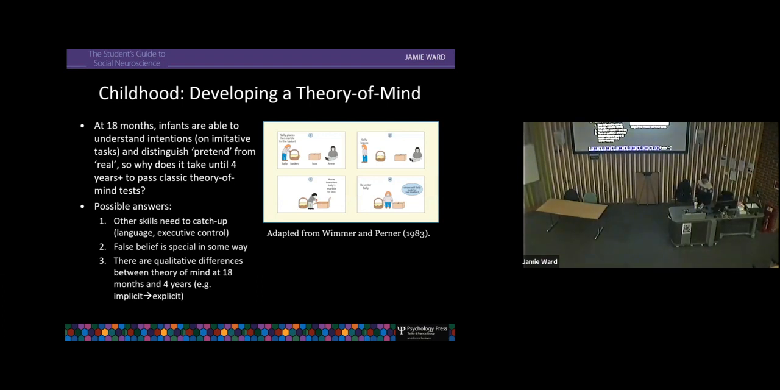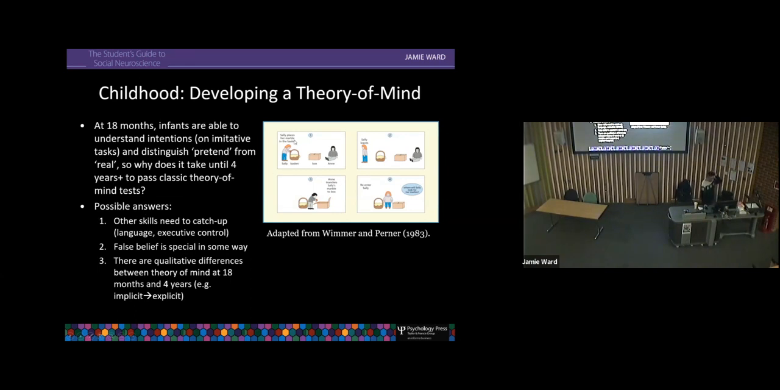Okay, let's make a start. So we'll just finish off with theory of mind and then adolescence. So here, this is the puzzle that I left you with: at 18 months, infants are able to understand intentions on these imitative tasks, and they can distinguish pretend from real. So why does it take until 4 years to pass the classic theory of mind test?